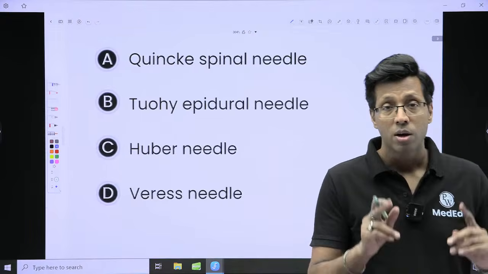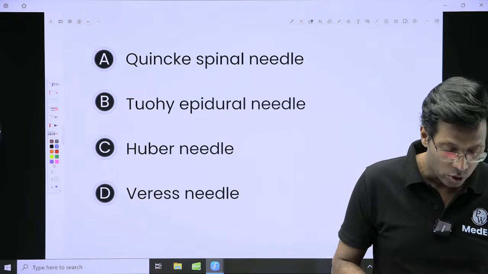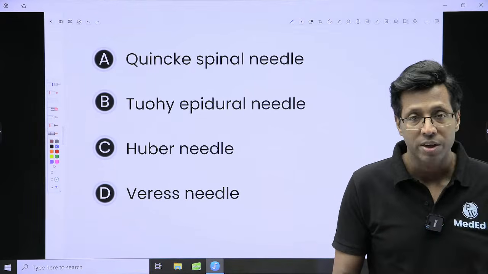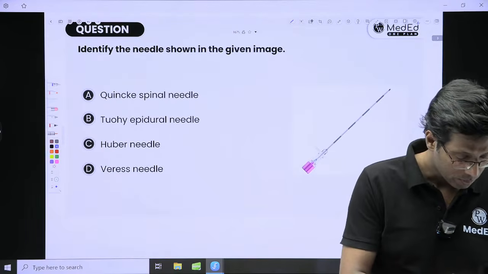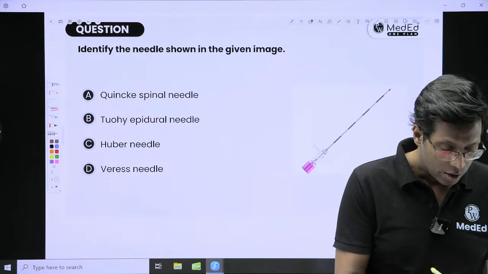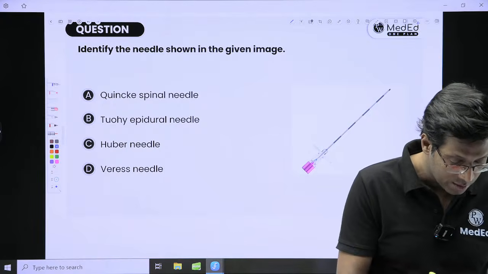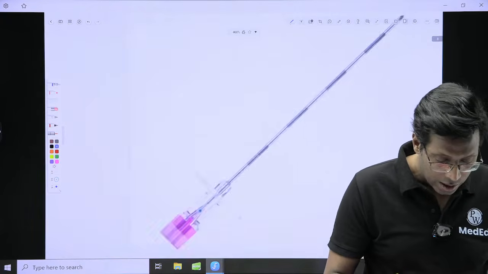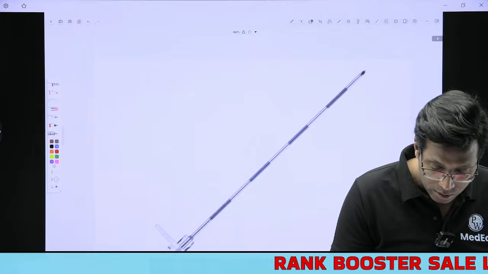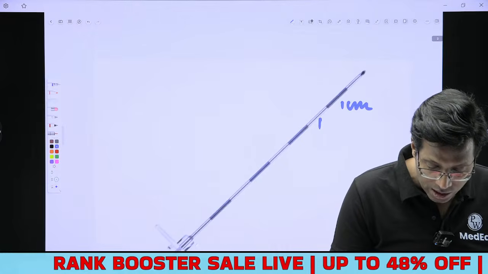Options given are Quincke spinal needle, Toohey epidural needle, Huber needle and Veress needle. What's the answer over here? Simple question. Is it Quincke, Toohey, Huber or Veress? The answer is, you can see this needle, it has got 1 centimeter markings. This needle has 1 centimeter markings.